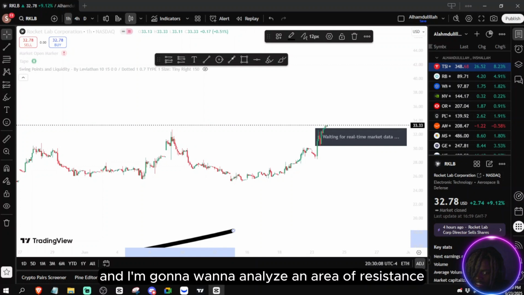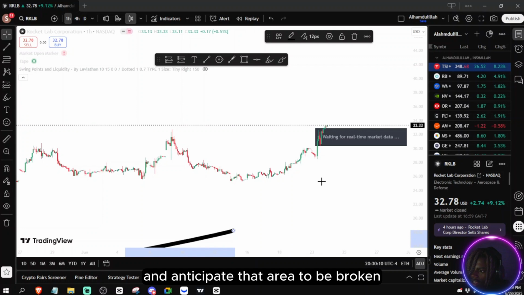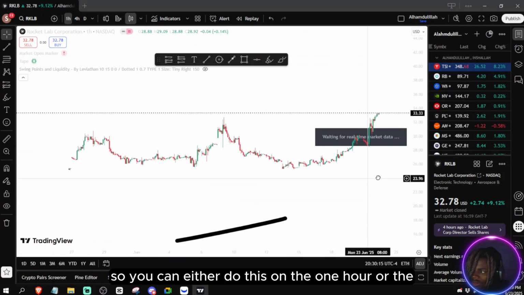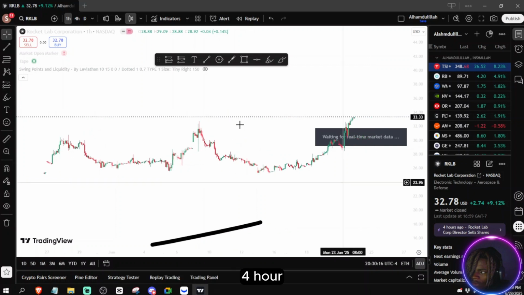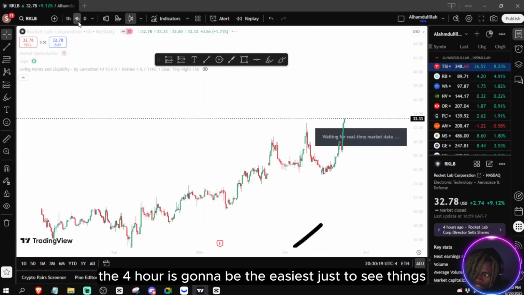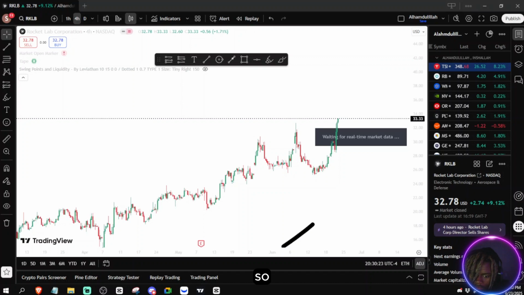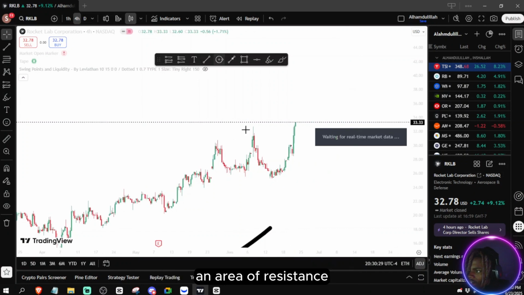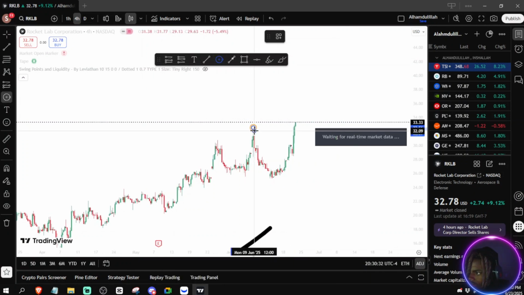And I'm going to want to analyze an area of resistance and anticipate that area to be broken. So you can either do this on the 1-hour or the 4-hour. Ideally, the 4-hour is going to be the easiest just to see things. So I'm going to go ahead and pull up my 4-hour time frame, and I'm going to go ahead and look for an area of resistance.